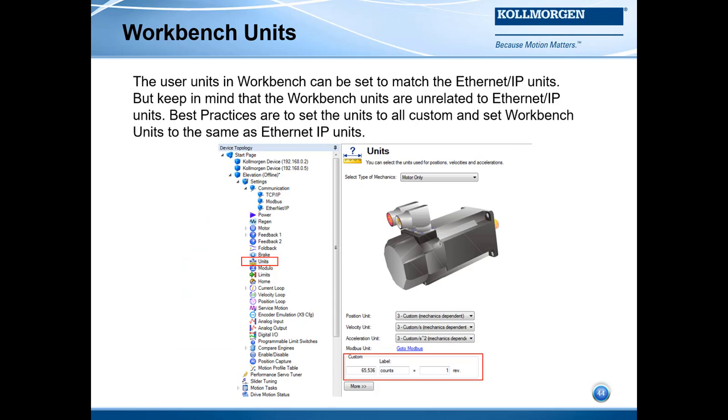We consider best practice to set all the units to custom and set the Workbench units to the same as Ethernet IP units, although I have seen some users insist on modeling the mechanics or setting it up for millimeters, inches, and so forth. It is possible to do that, but just keep in mind that the PLC has to still do the math to take the real world units and convert it to Ethernet IP counts. That's what has to be sent over Ethernet IP.